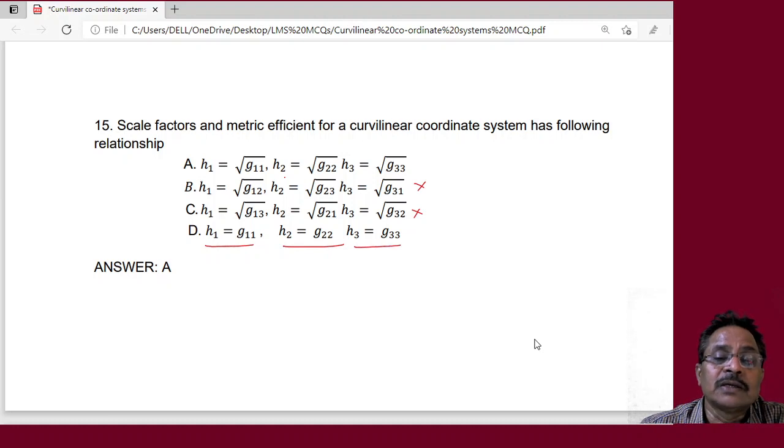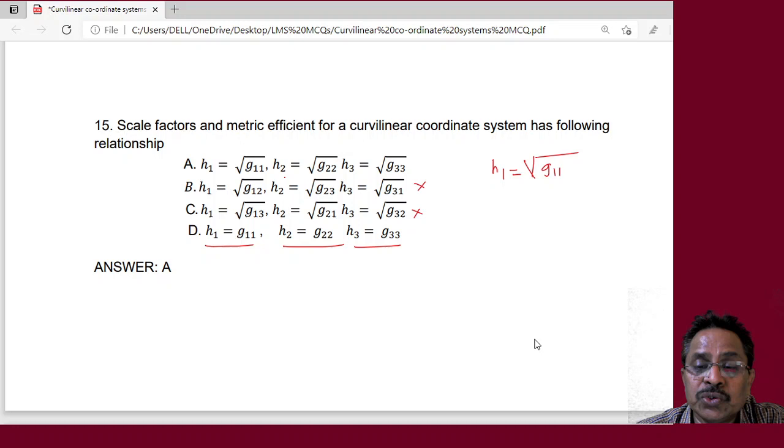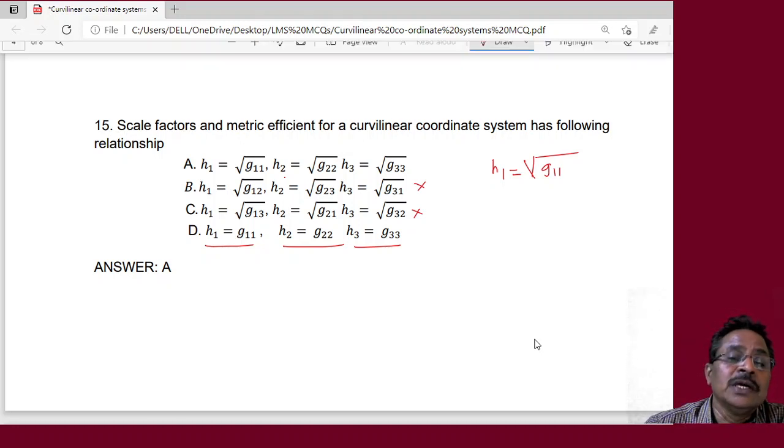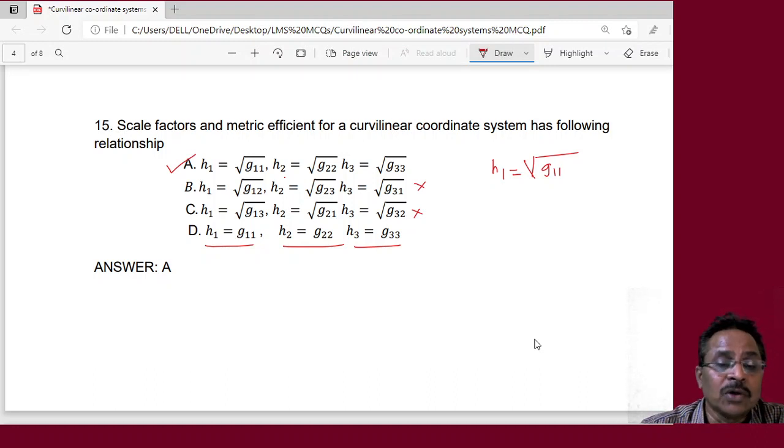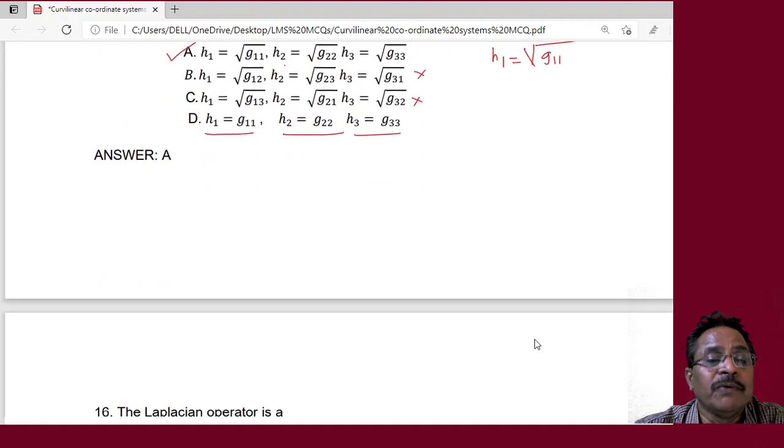These scale factors and metric coefficients are connected by h1 equal to the square root of g11. So from the first metric coefficient g11 we can get the first scale factor. Similarly, taking the square root of g22 we get h2, and from the square root of g33 we get h3. Therefore option A is the correct option for question number 15.